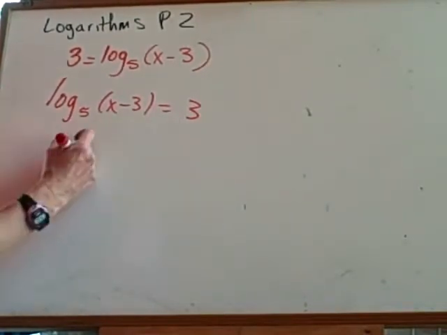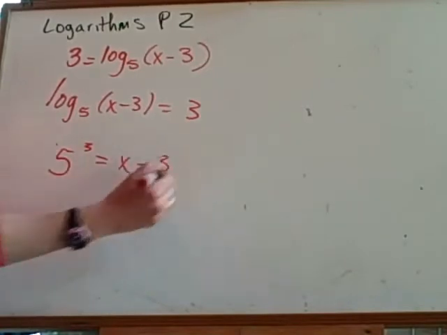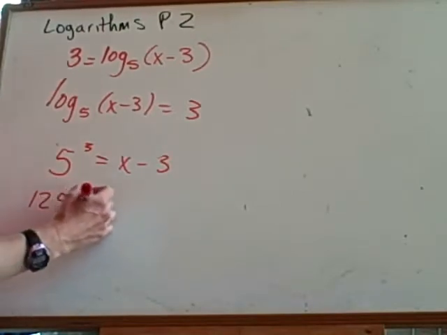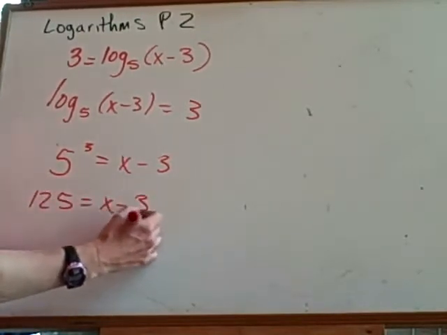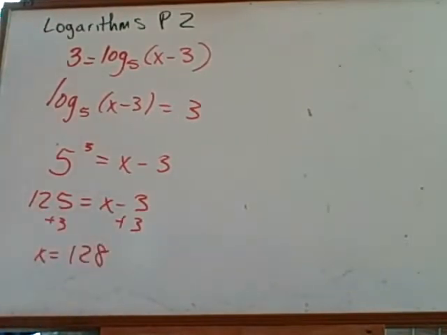I'm going to lean to the left, I get 5. I'm going to lean to the right, I get 3. Equals the middle, which is x minus 3. This is pretty simple. 125, right? And then x minus 3, I'll add 3 to both sides. I end up with x is 128.